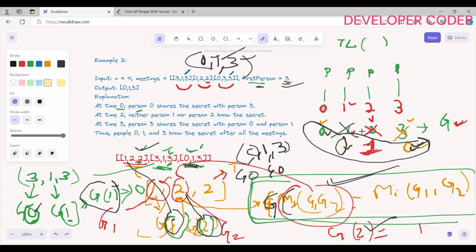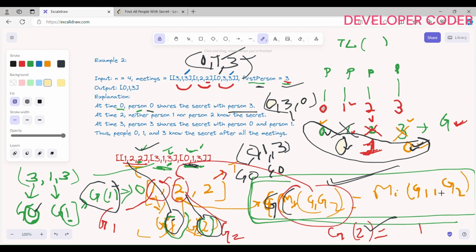G3 is maximum in assigning the 0 value, because at time 0 person 0 is going to share the secret with person 3. Definitely they are going to conduct one meeting in between. That is nothing but 0 is going to meet with 3 at 0 time. This is going to be happening now. So G3 is equal to 0. Okay, so I hope that you guys are clear with this story.